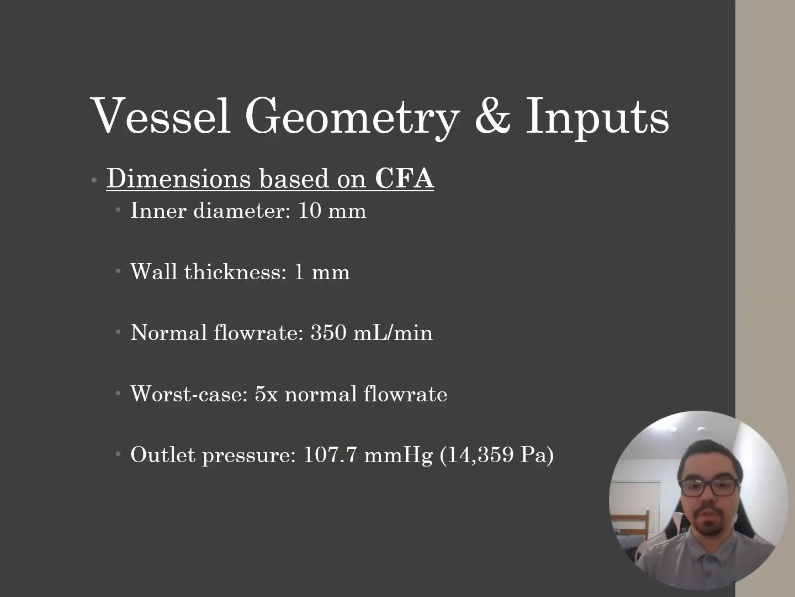So for the vessel geometry, all the dimensions chosen were based on the common femoral artery, more importantly for an adult male. So you see the inner diameter of the artery was 10 millimeters, and the wall thickness was 1 millimeter. These values were based off of the adult male, as is the normal flow rate of 350 milliliters a minute. The worst case scenario flow rate is 5 times the normal flow rate. And then the outlet pressure chosen was 107.7 millimeters of mercury, which is about 14.4 kPa.